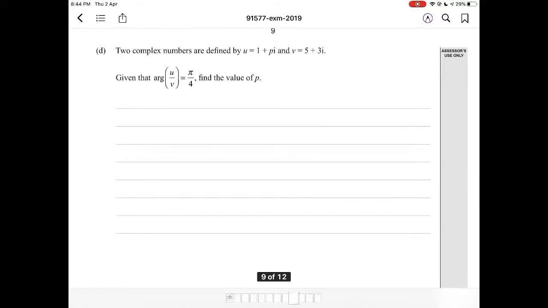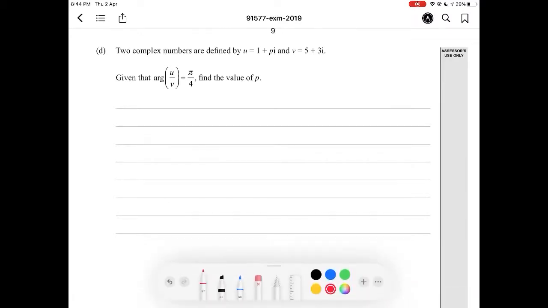Question D. Two complex numbers are defined by u equals 1 plus pi and v equals 5 plus 3i. Given that the argument of u over v is pi over 4, find the value of p. So first thing, we're going to write out our u over v. So we have our (1 plus pi) over (5 plus 3i). That's equal to our u over v. And we know that the argument of u over v is pi over 4.